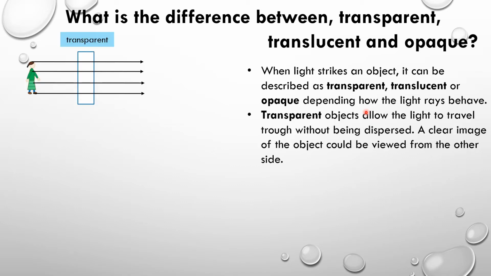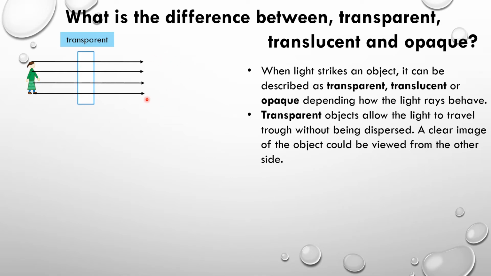So here's a diagram of a transparent object. The rectangle here is transparent. The light rays that originate from the girl here, what's happening is the light rays have come from a light source, they've bounced off the person here, and then they have reflected through this object. This object is transparent because the light rays continue to travel in a straight line through the object.